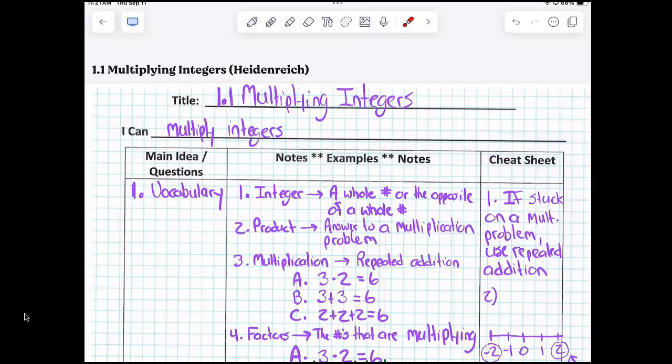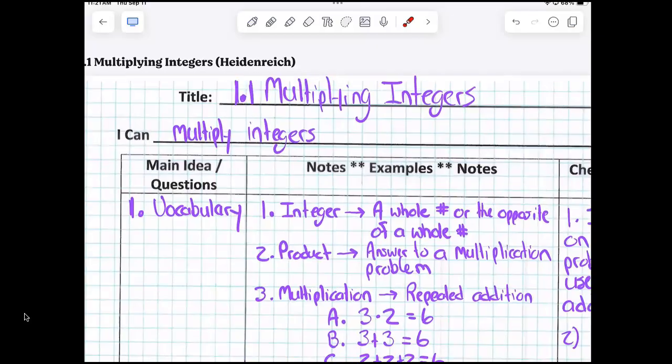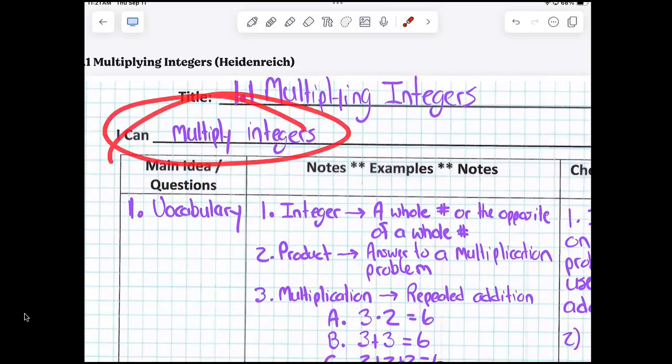Multiplying integers. We're going to try to do that together. And I'm curious, can all of you now say, I can multiply integers? I can multiply integers. Like, so can you? Yes or no? Yes. Okay, good.